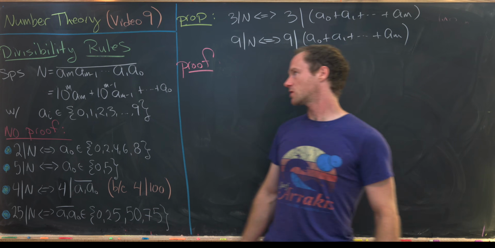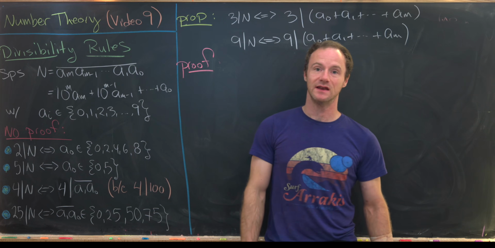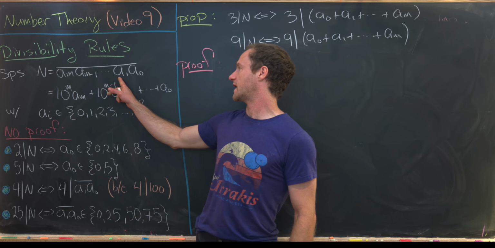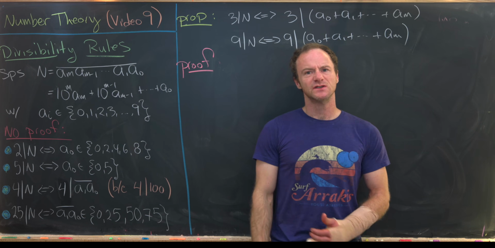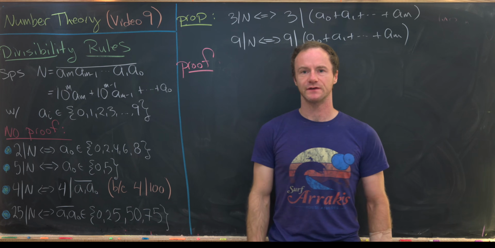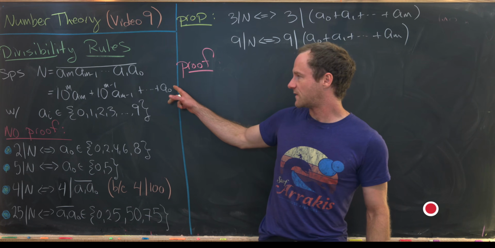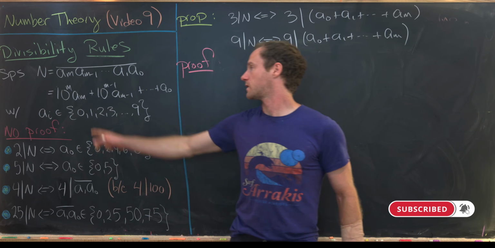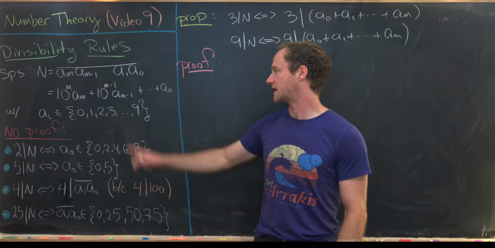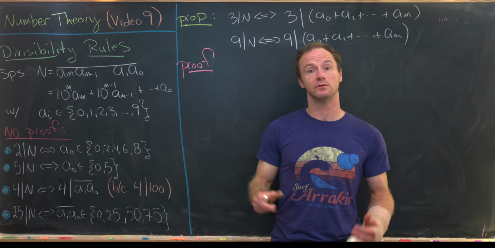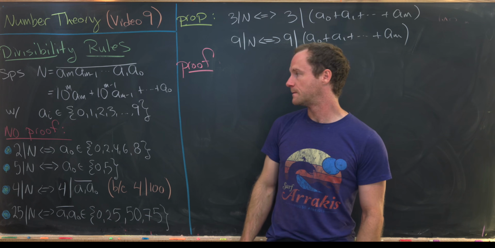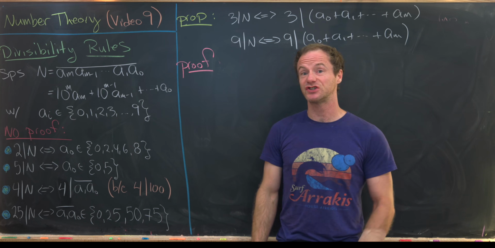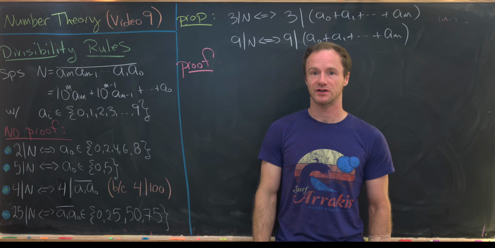So we want to start with a natural number n that has digits a_m, a_{m-1}, all the way down to a_1, a_0. So that's how we'll write n having those digits. That means it has the following base 10 expansion: 10^m a_m plus 10^(m-1) a_{m-1} all the way down to a_0 times 10^0, which is 1. And here the digits are coming from 0 through 9. Again, this is just the standard base 10 expansion.